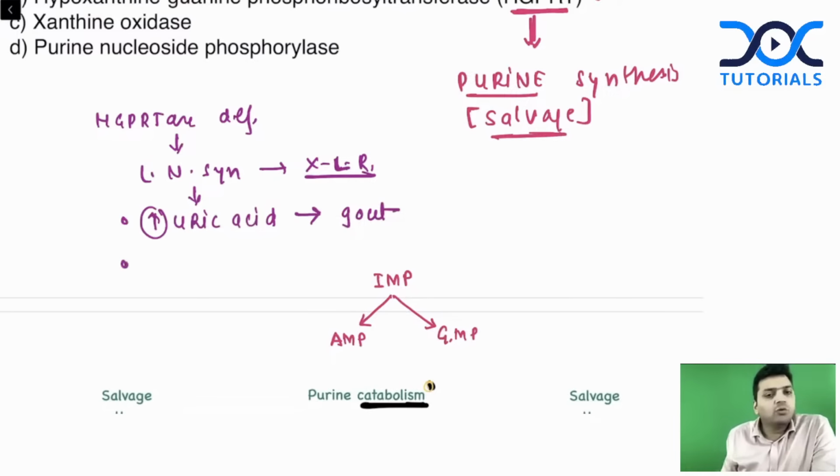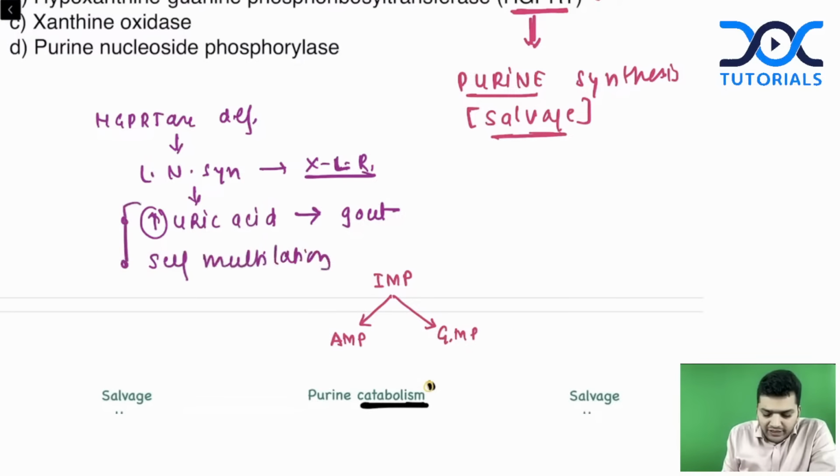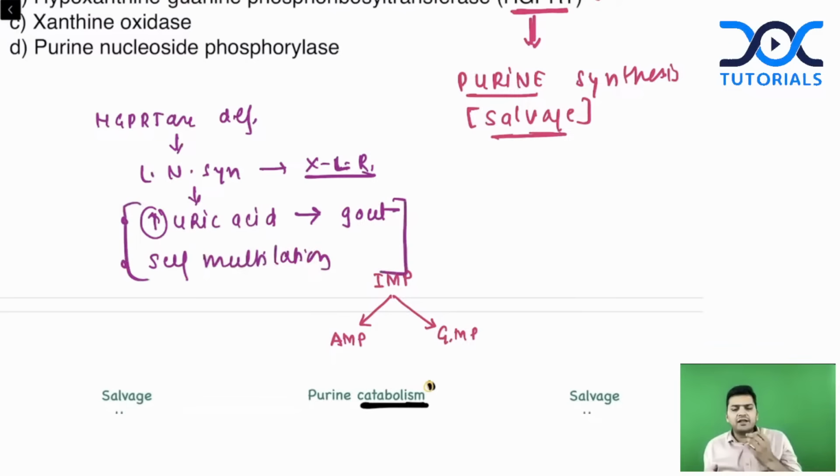Secondly, there is one more thing that happens. This Lesch-Nyhan syndrome will have the feature of self-mutilation. There is a chance of self-mutilation, meaning the child will eat out their own organs. The child is going to have profound mental retardation and is going to eat out their own fingers and toes. There's going to be self-mutilation. This is called Lesch-Nyhan syndrome. It's an X-linked recessive disorder.